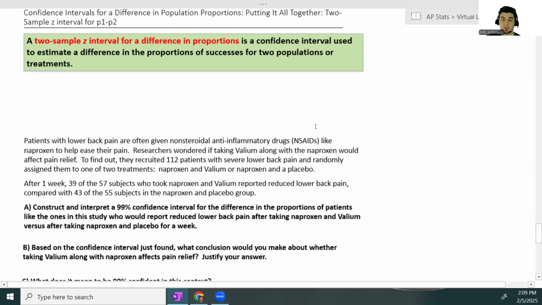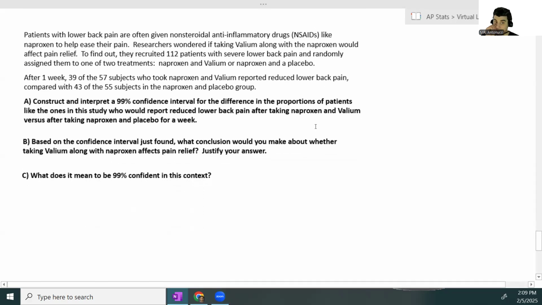So we have an example here. I'll read through it and then we'll answer these questions. Patients with lower back pain are often given non-steroidal anti-inflammatory drugs called NSAIDs, like naproxen, to help ease their pain. Researchers wondered if taking Valium along with naproxen would affect pain relief. To find out, they recruited 112 patients with severe lower back pain and randomly assigned them to one of two treatments: naproxen and Valium, or naproxen and placebo.